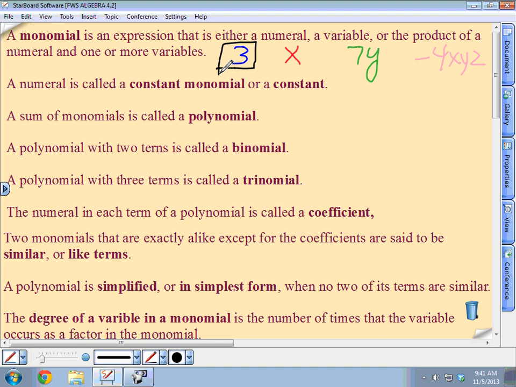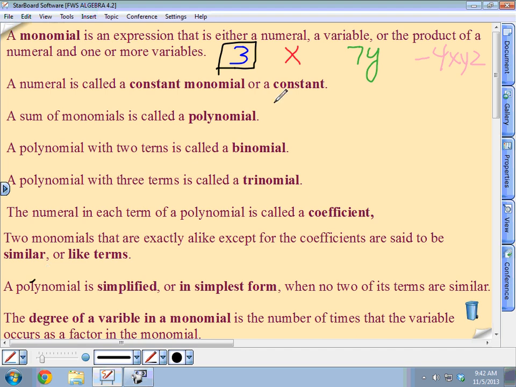The sum of monomials is called a polynomial. Notice that the word monomial comes from the Greek mono meaning one. Okay? Poly meaning many or more than one. So if you remember that, I don't think you will, but if you do remember that, then you will be on your way to knowing what that is. Now, a polynomial can have just 2 terms. So any of these monomials separated by the addition sign is a polynomial.